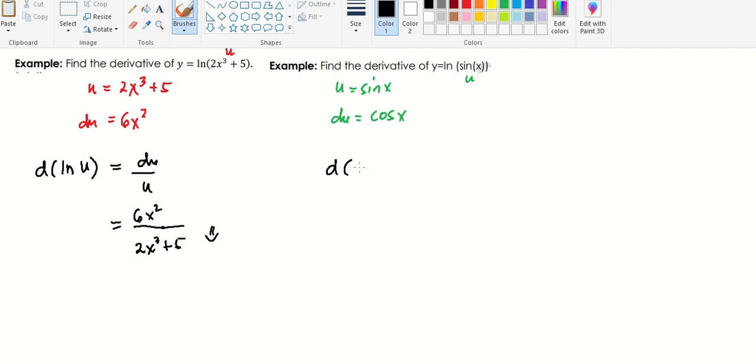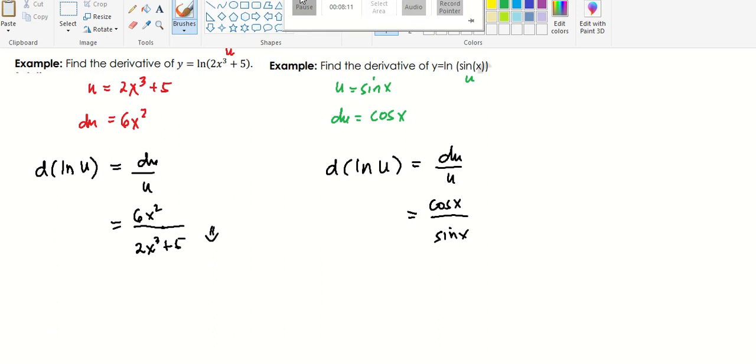We have the derivative of ln u is equal to du over u. That's why we have cosine x over sine x. And we know that cosine x over sine x is also equal to cotangent x.